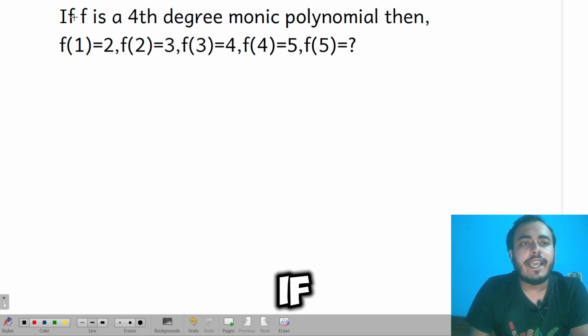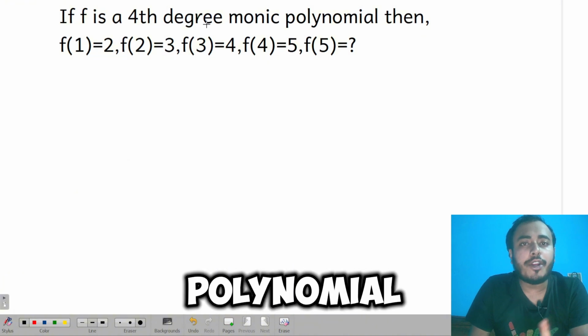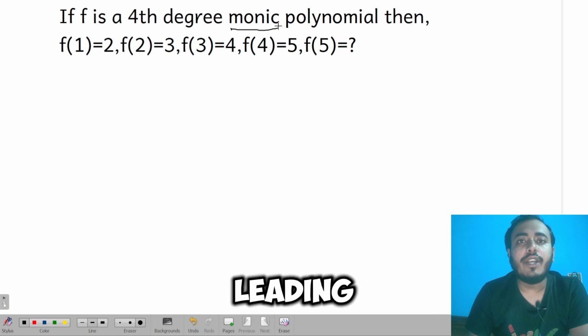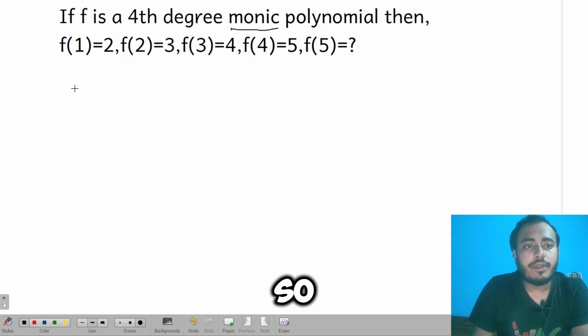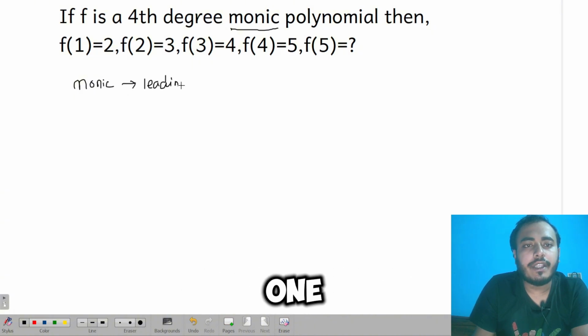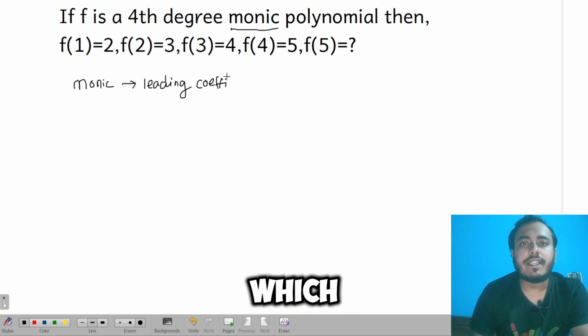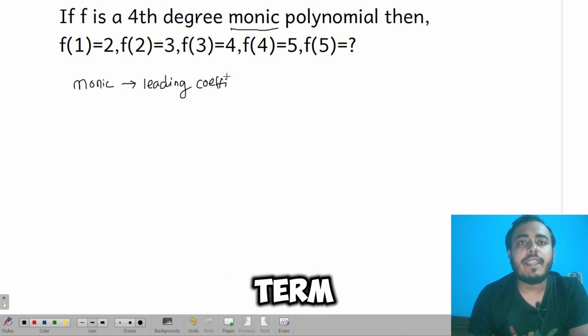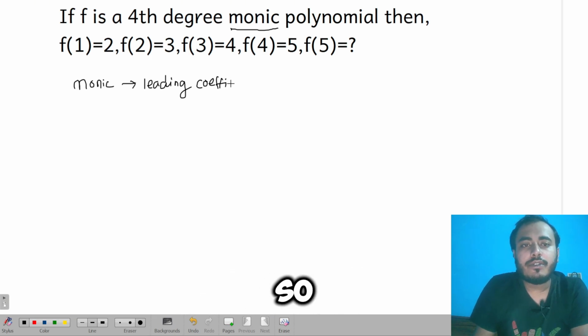So you can see f is a fourth degree monic polynomial. Note the keyword monic. Monic means the leading coefficient is 1. So you have to note down that monic would mean that the leading coefficient is 1. Now, what does that mean? That means that the polynomial which has the highest degree, 4 in this case, will have a term x to the power 4, and that term will have coefficient 1. So, the leading coefficient is 1.